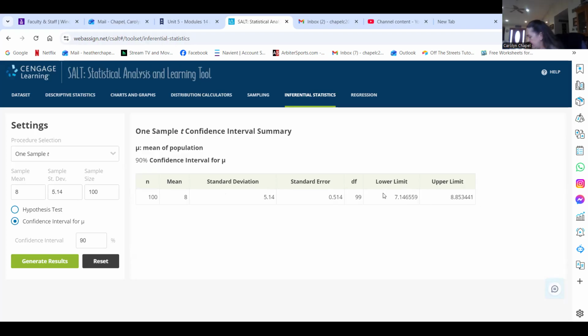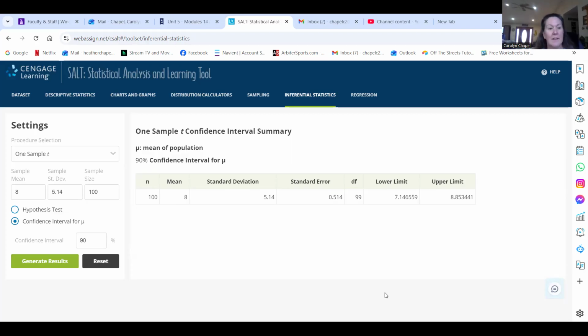My lower limit, so I'm going to write it in that form, 7.146559, and we're going to go up to 8.853441.